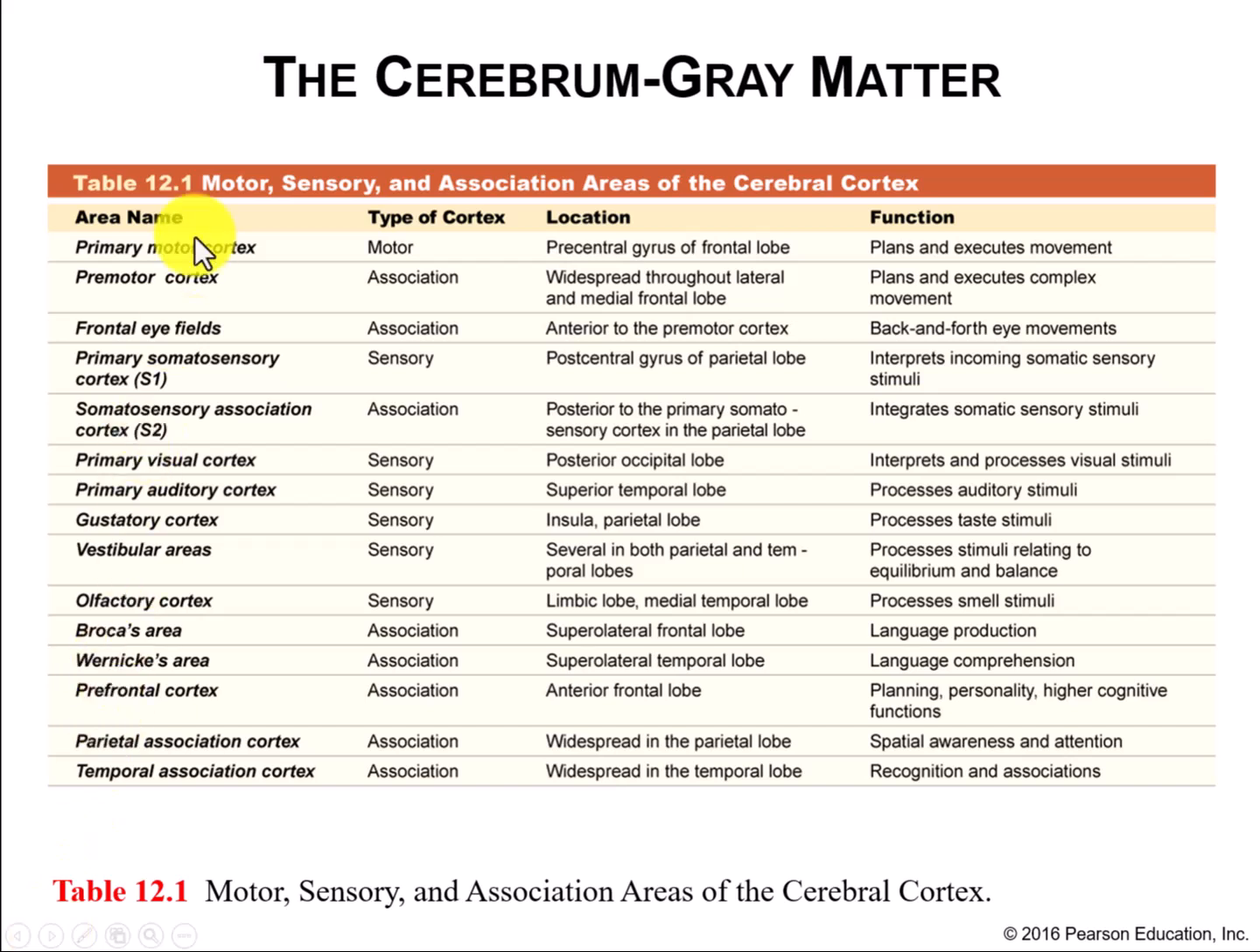And here you can see our motor, sensory, and association areas of the cerebral cortex and their functions. You by no means have to know all of these, but this is a table that summarizes them.